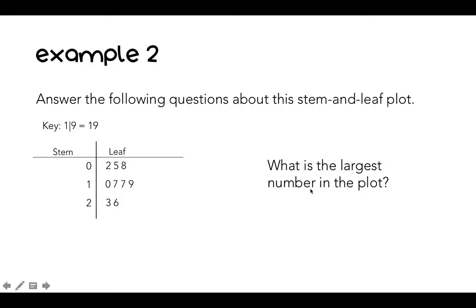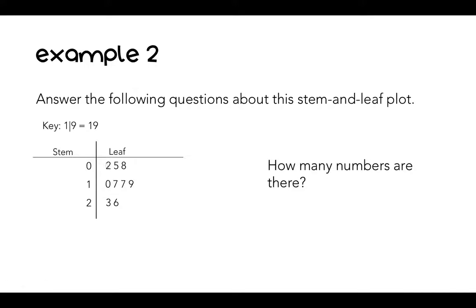What is the largest number on the plot? So the largest number is 26. And this is why it's important to have our values in numerical order. Otherwise, we might make a mistake. It makes it easy to identify. We go to the very last stem and the very last leaf. What's the smallest number in the plot? So here we have the number 2. It's our smallest.